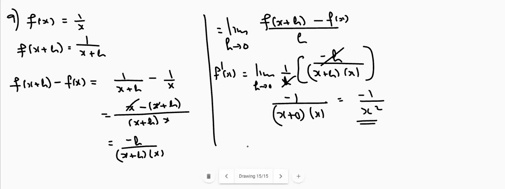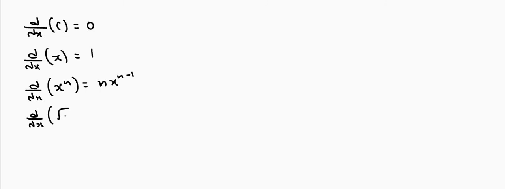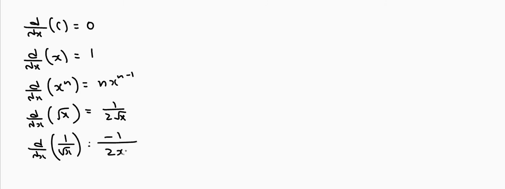This way we can find the derivative of some real functions. Thus we get derivative of a constant as 0, derivative of the function x as 1, and d by dx of x power n, we find it as n x raised to n minus 1. Same way we can find the derivative of root x. Root x means x raised to 1 by 2, that is 1 by 2 x raised to 1 by 2 minus 1, or we can write 1 by 2 root x. The derivative of 1 by root x is minus 1 by 2 x raised to 3 by 2.